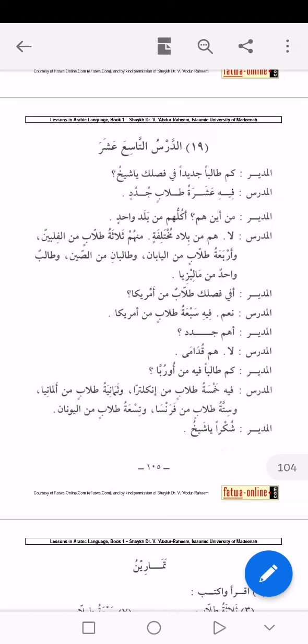Lesson number 19. So today we will learn lesson number 19 inshallah.